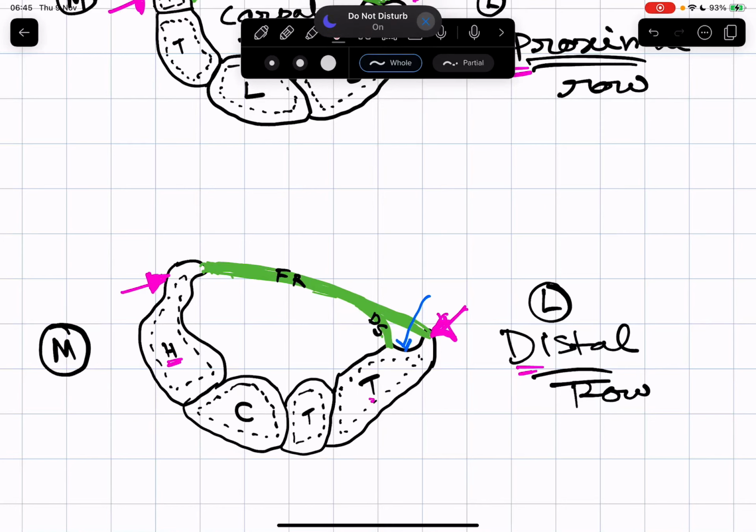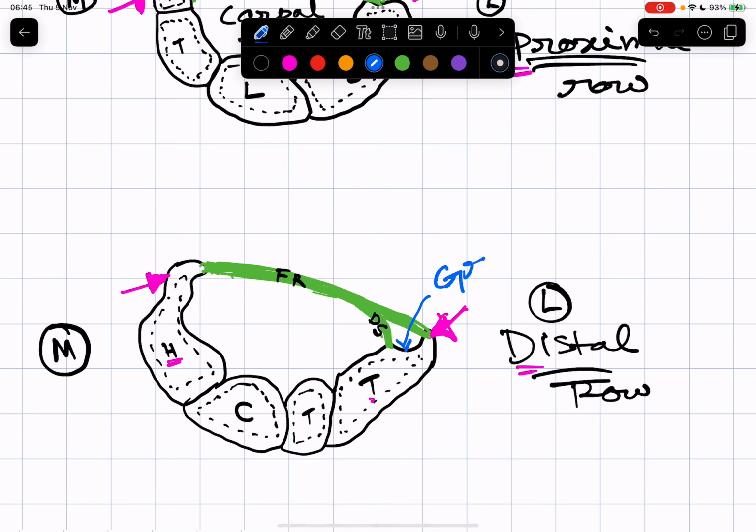This is known as the groove. This one right here is the groove of the trapezium bone. So this groove of the trapezium has got two lips. It has got a medial lip and a lateral lip.